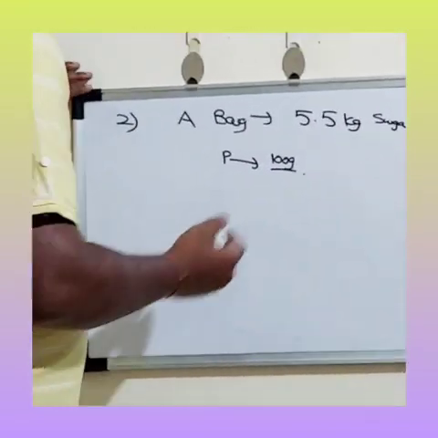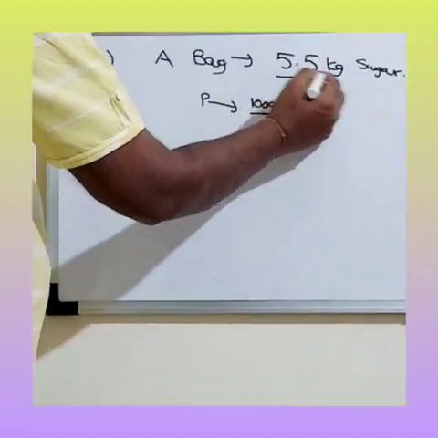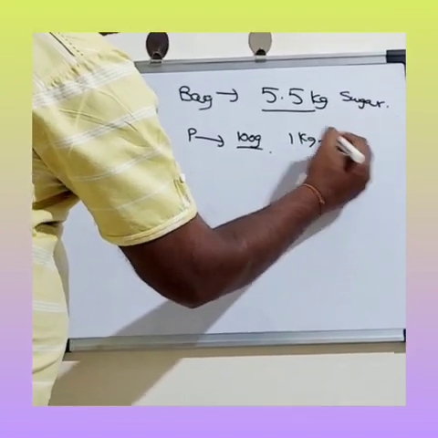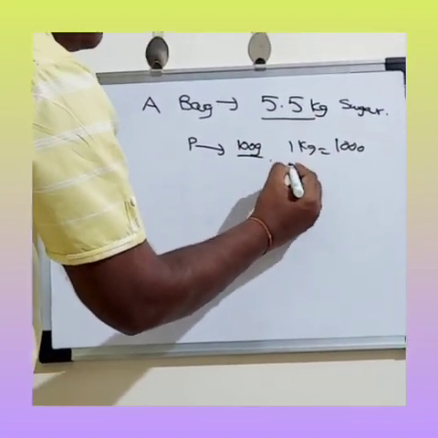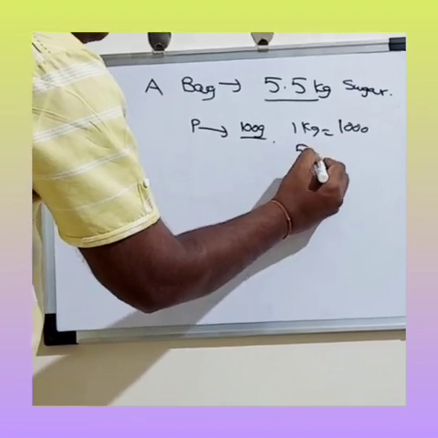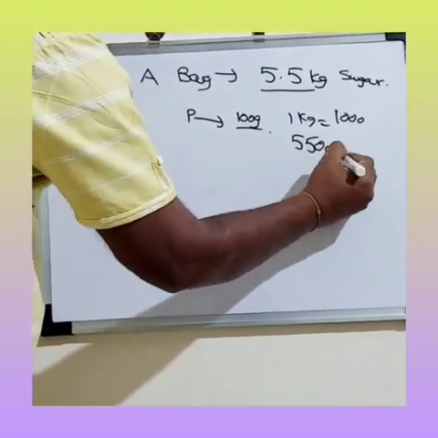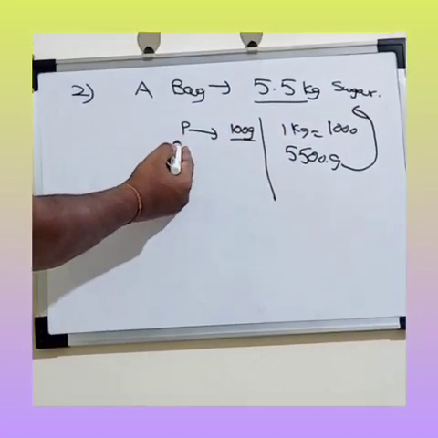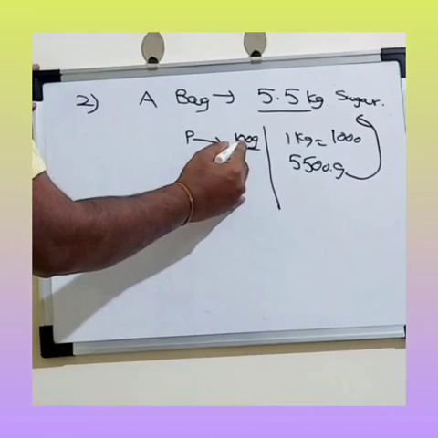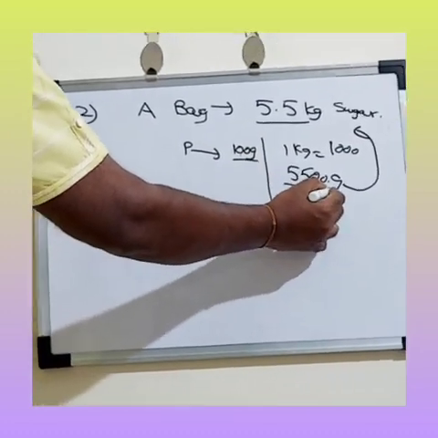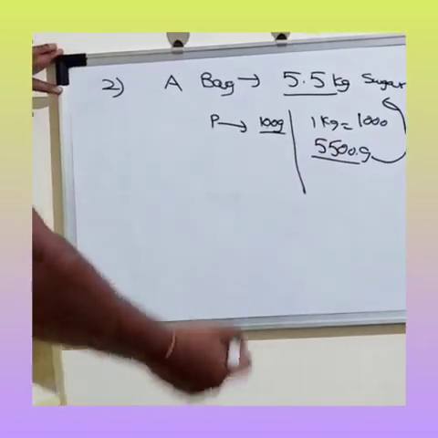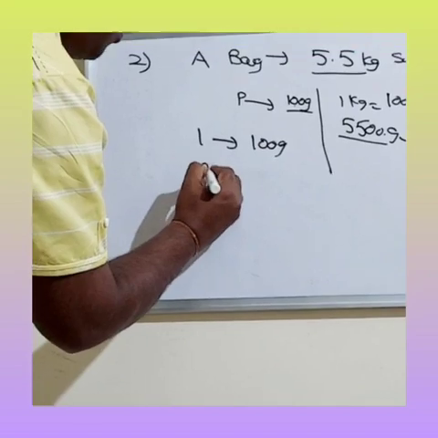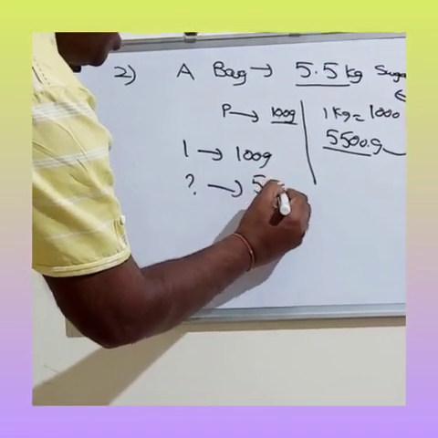First, the logic is we have to convert this 5.5 kgs into grams. We know 1 kg is equal to 1000 grams. So 5.5 kgs will be 5500 grams. That is the total weight of this particular bag. But one packet holds 100 grams. Then how many packets can we get from 5500 grams?